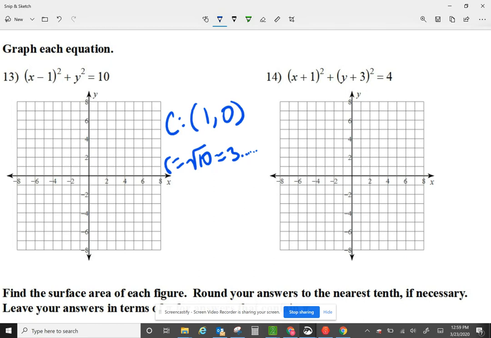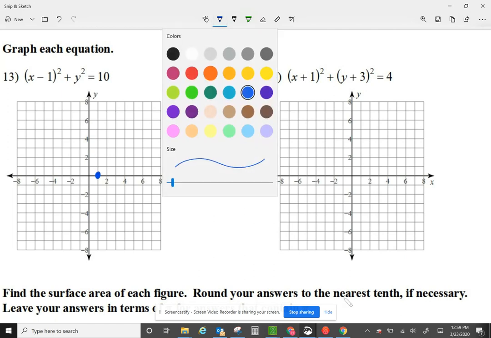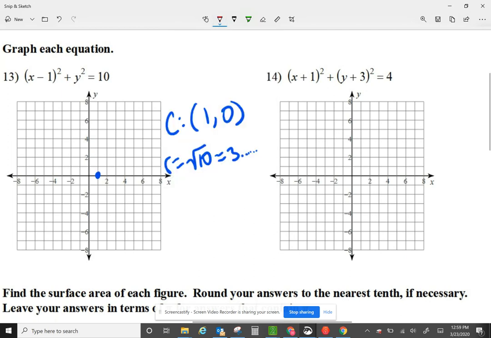So when I graph this, I expect you guys to go to the point 1, 0. Give me the center. Now for the radius, I'm going to go a little more than 3 in each direction. So from the center, let me go 3 and a little bit more to the right. Let me go 3 and a little bit more to the left. Now when I go up, I'm going to go a little more than 3. When I go down, I'm going to go a little bit more than 3. Have a good idea where my circle goes. And that's my circle.